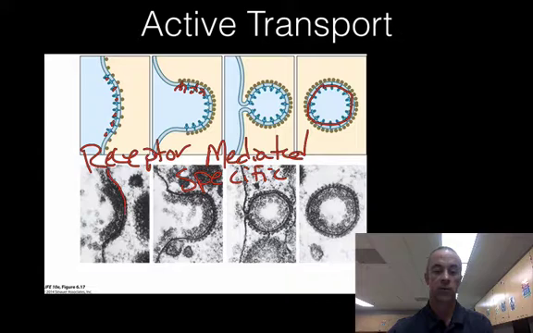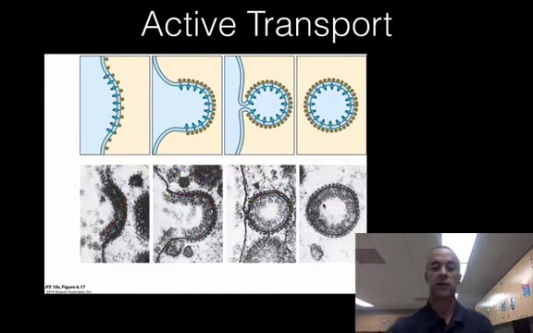This is an actual electron microscope picture. You've got all these molecules that have bound to the receptors. They create this infolding of the membrane, and then it eventually splits off, and now you see all that stuff is now inside of this vesicle inside the cell.